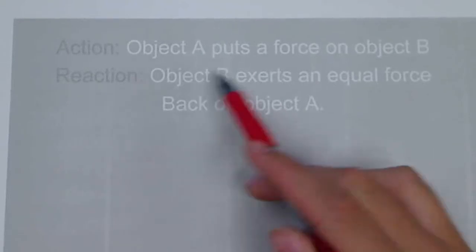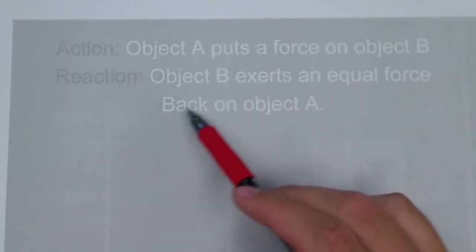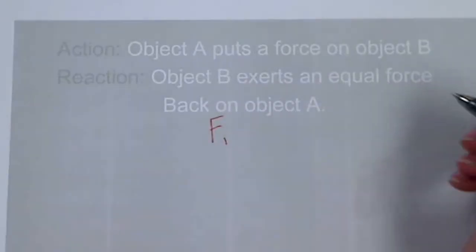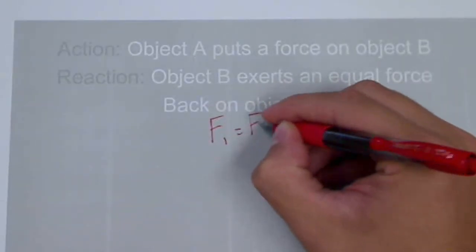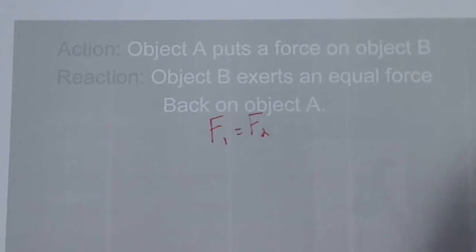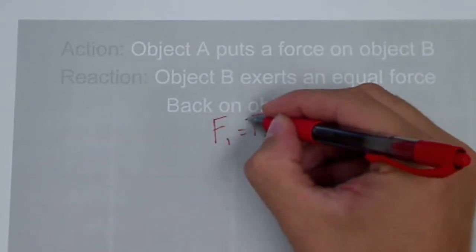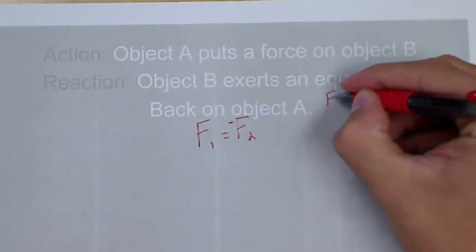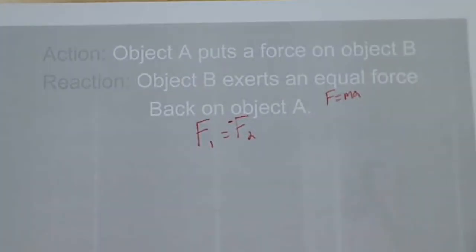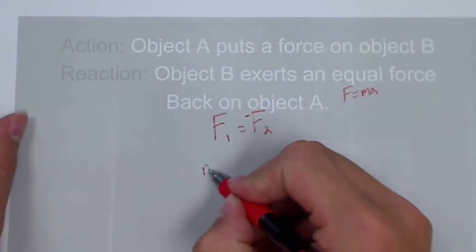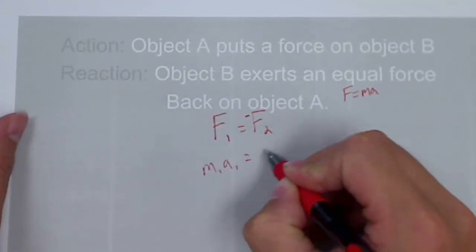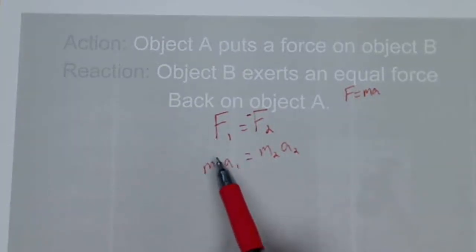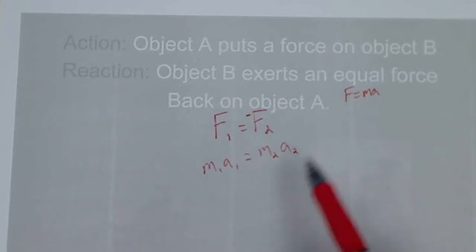So if object A puts a force on object B, then object B exerts an equal force back on object A. So I'm saying that the first force, the action, is equal to the second force, the reaction. Equal in strength. Opposite, I'll put in a negative for opposite because that means direction. Okay, now because Newton's second law tells me that F and ma are the same thing, I can substitute in. All I did was replace that F with an ma. Because F and ma are the same, I can trade them out.